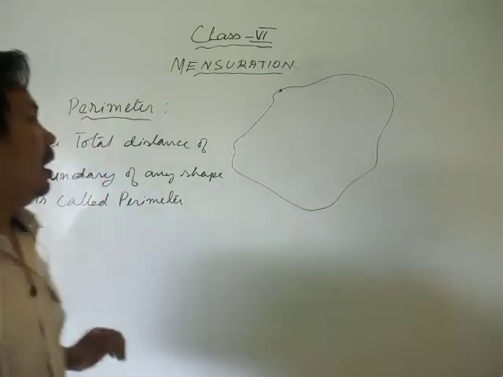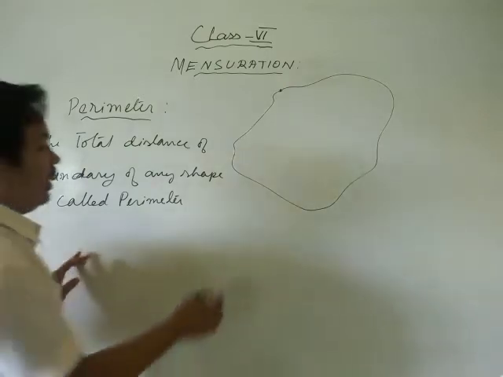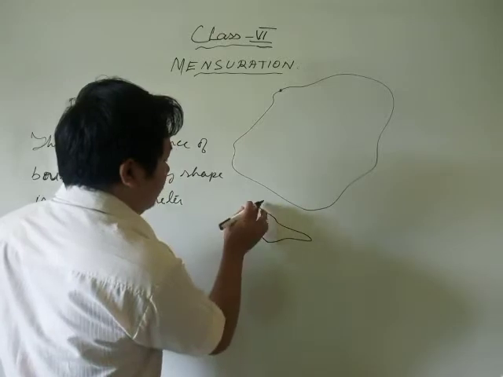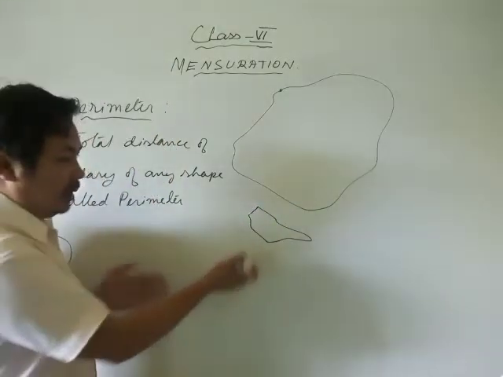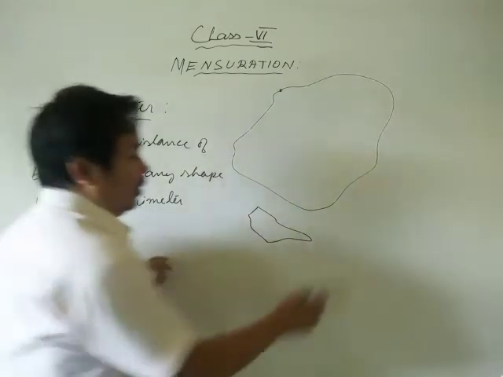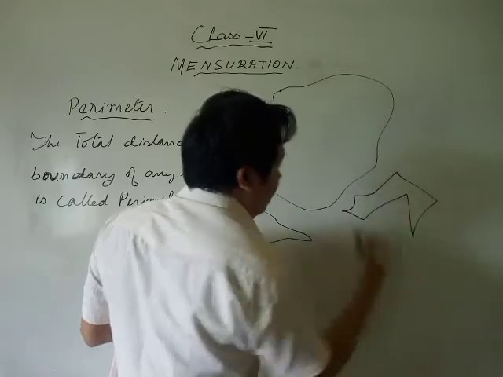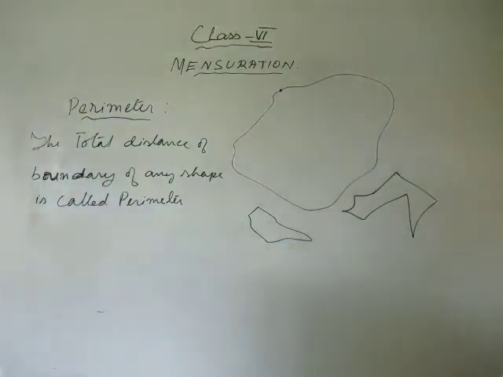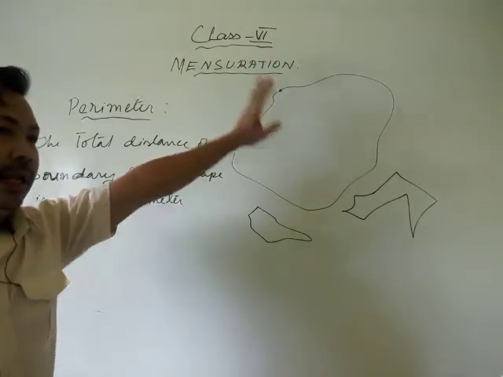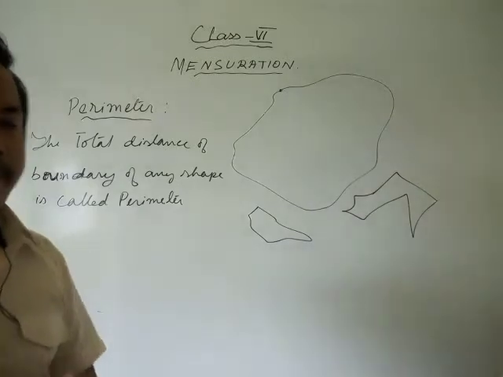Now, this is about some irregular shape. Maybe the shape is like this, and maybe this is the boundary. The line you can see is called its perimeter. Here also, this line is called its perimeter, isn't it? So this is the perimeter. The boundary line is called the perimeter, and this is about some irregular shapes.